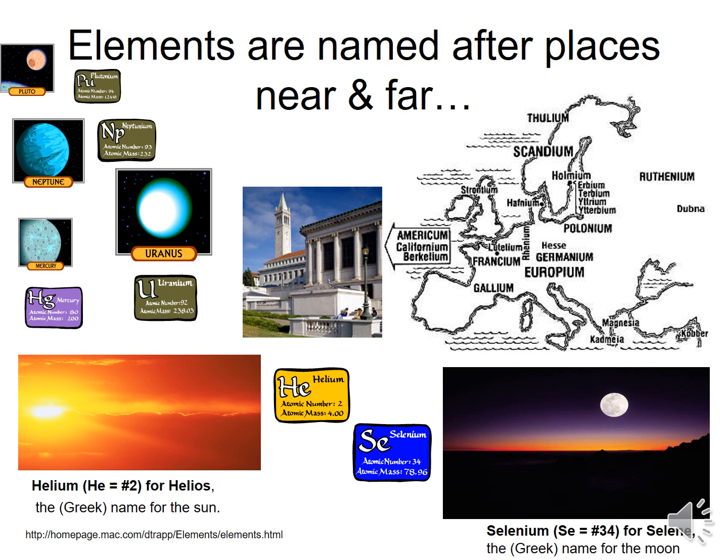Selenium, the Greek name for the moon, is Selene. How about those named after places on Earth? In Berkeley, California, where many of the artificial elements were first formed, we have americium, californium, berkelium.